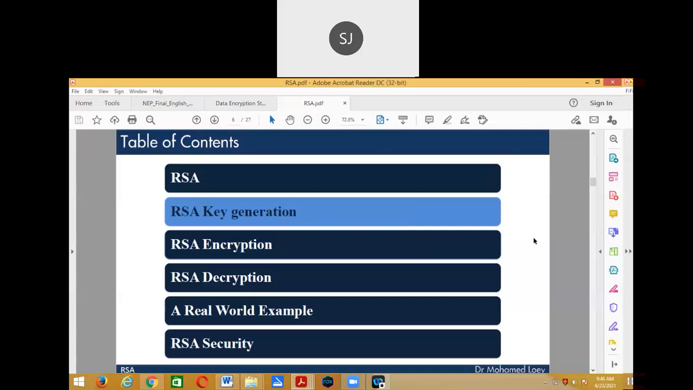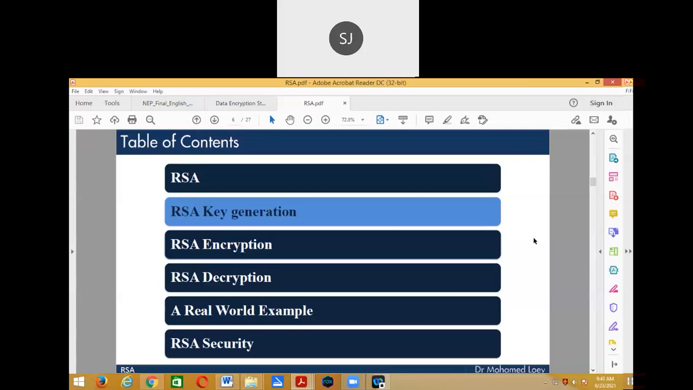Is that clear? Yes or no? Are you getting my point? Hello, am I audible? Yes, sir. Is it clear, whatever I said, why it is called asymmetric key encryption? Because the encryption key is different and the decryption key is different.